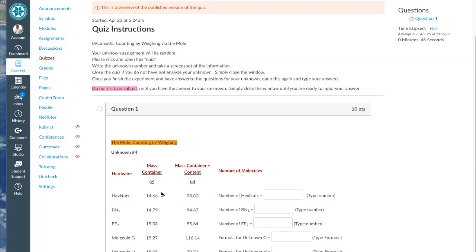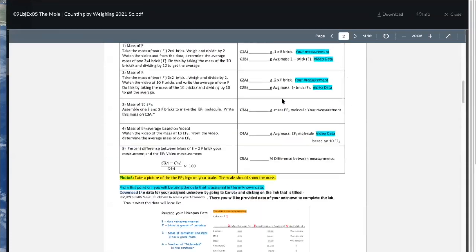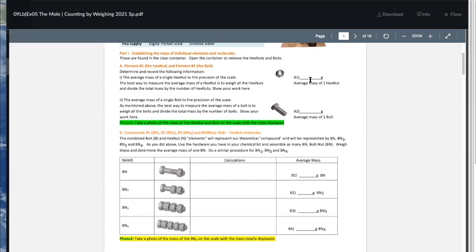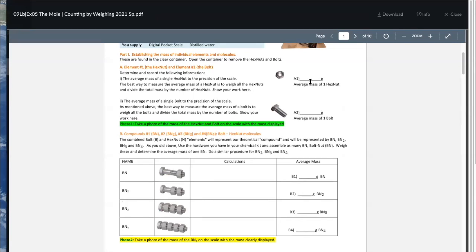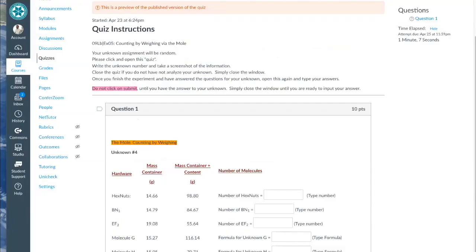If you take that net mass of the hex nuts and you divide by the mass of one hex nut, which you have right here, then you can count how many hex nuts are in that container. So that's how we count by weighing. We use the data that we have. Remember, you have to subtract the mass of the container. And if we divide the mass by the mass of one individual piece, then we have the total number of hex nuts in that particular container.